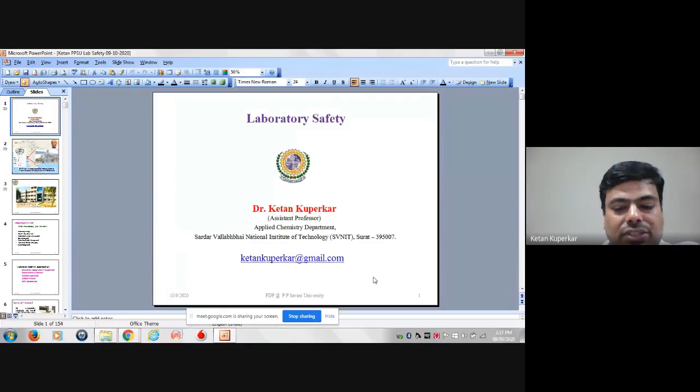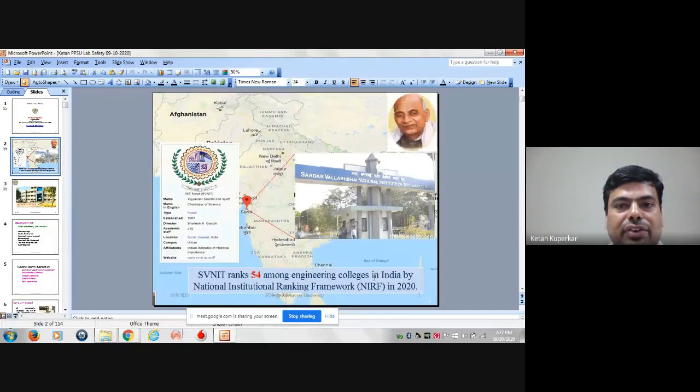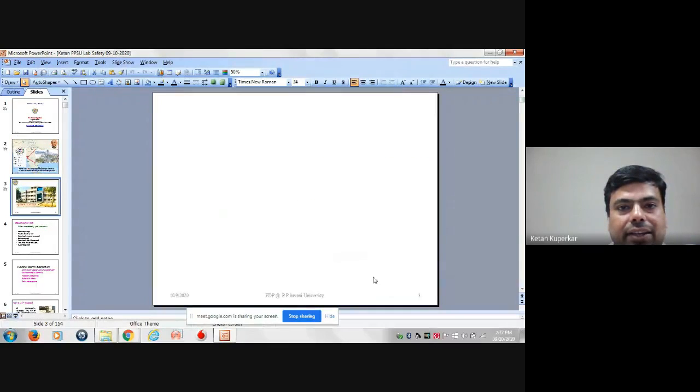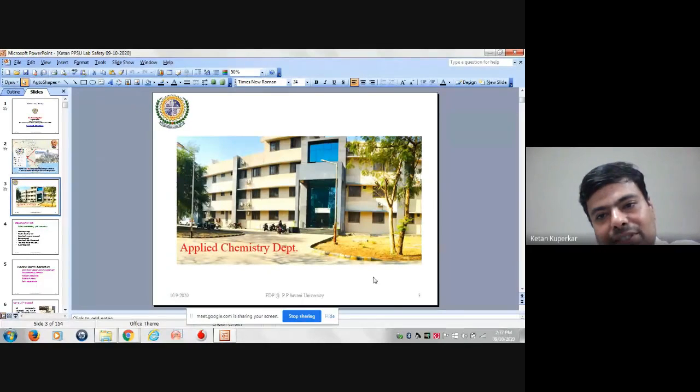To start with today's topic, laboratory safety, I will give my brief introduction. I have been placed here since 2013. This is my institute, SVNIT, which ranks 54 amongst engineering colleges in India according to the NIRF ranking. This is my wonderful department, the Applied Chemistry Department, and if time permits at your end, please do visit us.